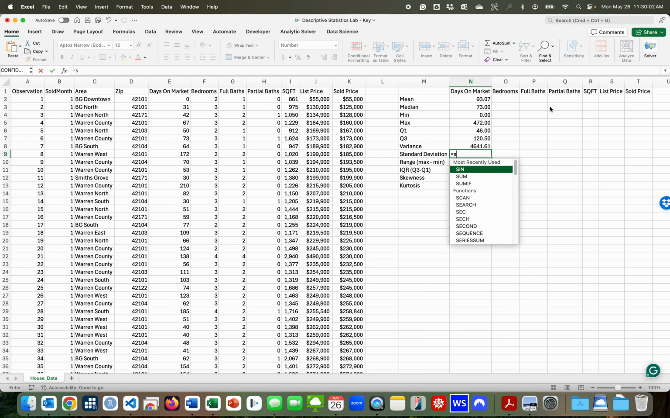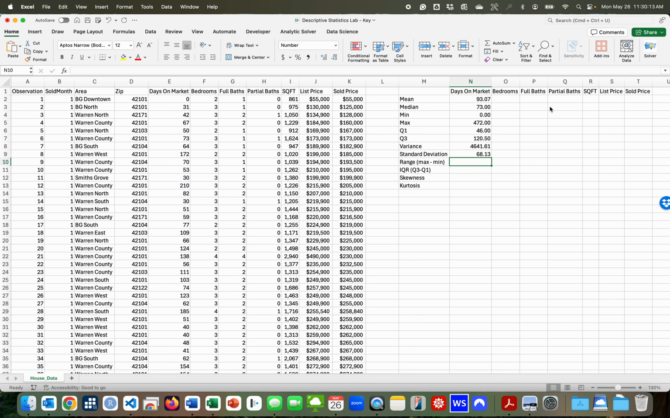So for standard deviation, we want to do stdev.s. If you start typing st, we want to make sure we get the .s, E colon E. And that's the standard deviation of days on market. So 68.13 days. It's telling us kind of the average deviation from the mean for days on market. So we would say the average time on market for home sales is 93 days with a standard deviation of 68.13 days.